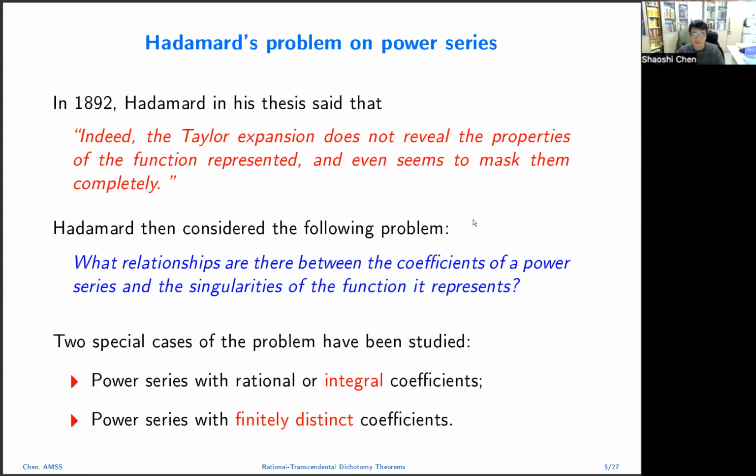But today my talk is more focused on power series. I think everyone knows the classical results about power series starting from Hadamard's PhD dissertation. And in his study.